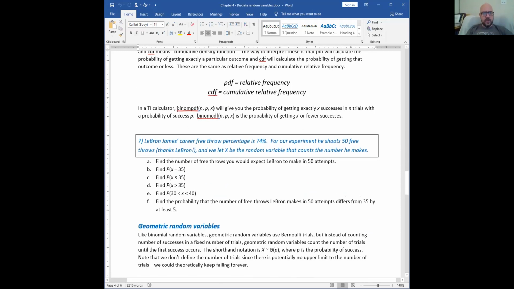In your calculator, this is binomial PDF with n, p, and x. n is the number of trials, p is the probability of success, and x is the number that you are interested in. That changes from problem to problem. n and p are going to be the same for any given setup, but x is going to change depending on what probability you're trying to find, which I'll show you in just a second. Binomial PDF of n, p, x will give you the probability of exactly x successes. Binomial CDF of n, p, x will give you the probability of getting x or fewer. That's the one that adds everything up. So let's see what one of those looks like.